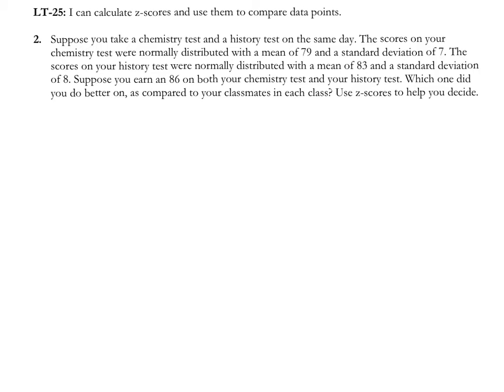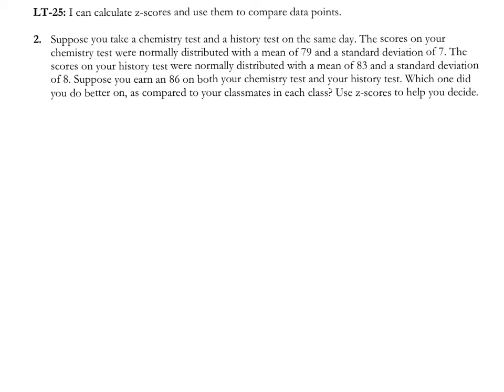In problem number 2, it says, suppose you take a chemistry test and a history test on the same day. The scores on your chemistry test were normally distributed with a mean of 79 and a standard deviation of 7. The scores on your history test were normally distributed with a mean of 83 and a standard deviation of 8. Suppose you earn an 86 on both your chemistry test and your history test. The question is, which one did you do better on as compared to your classmates in each class? Use z-scores to help you decide.